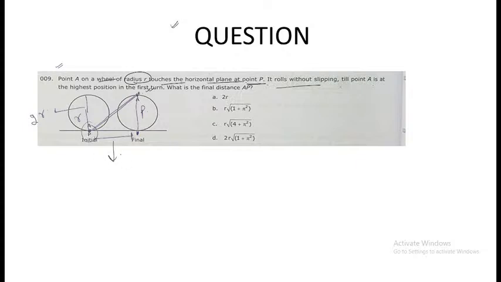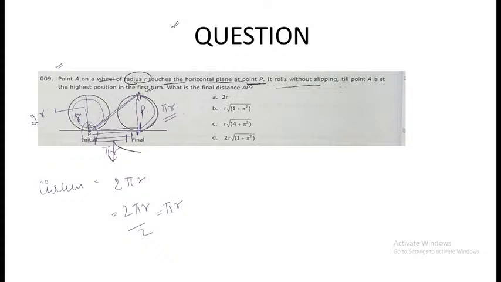For the complete circle, the circumference is 2 pi r. But it moves only half of the region, so it would be 2 pi r upon 2, that is pi r. That means this particular region is pi r in length. So if this is pi r, this will also be pi r, reason being this wheel is moving in this direction, so the distance covered would be pi r itself.